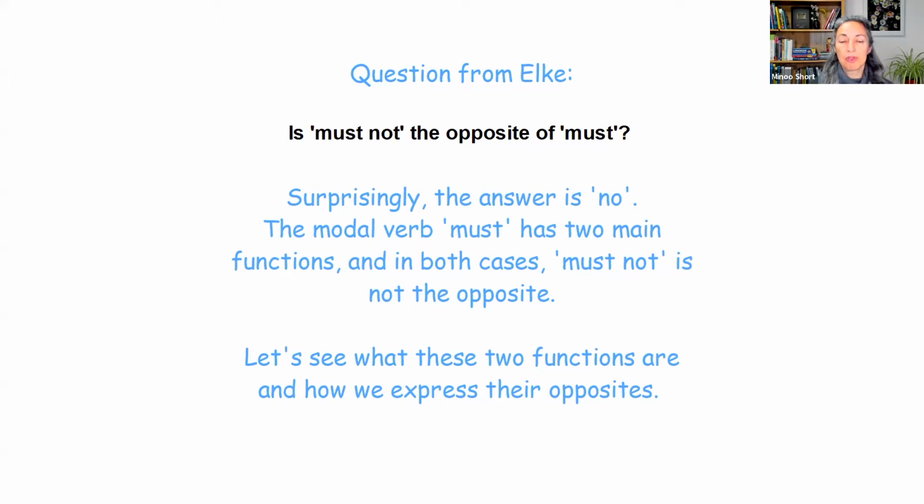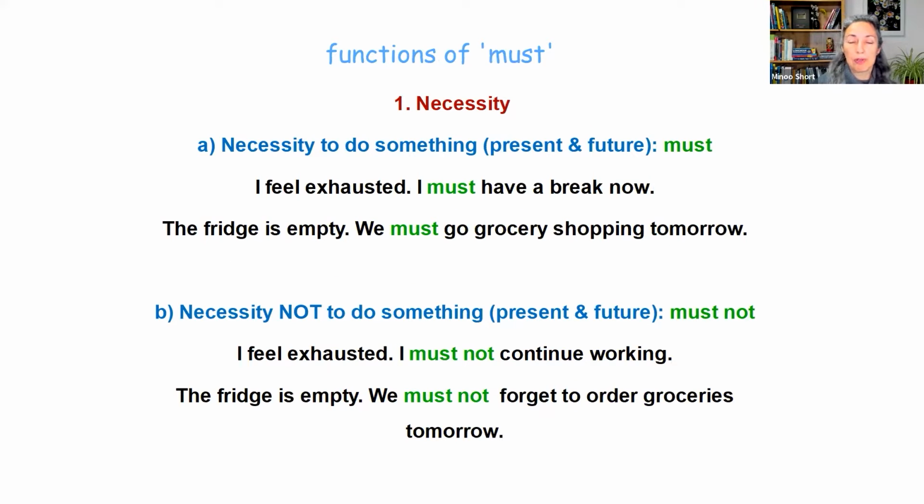So let's start with the most common function of the modal verb must, which is necessity. To express a necessity to do something or not to do something, we use must. And must works both for the present tense and for the future tense. So let's look at the examples. I feel exhausted. I must have a break now. It is necessary that I have a break now. The fridge is empty. We must go grocery shopping tomorrow. This is used for the future. The verb is still must, and it's absolutely necessary to do the shopping tomorrow.